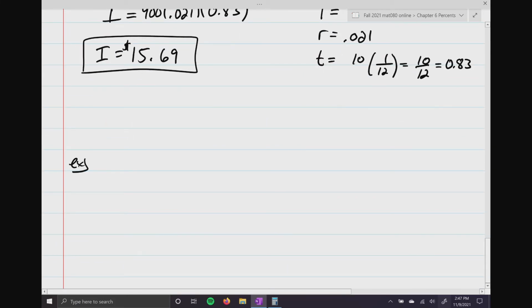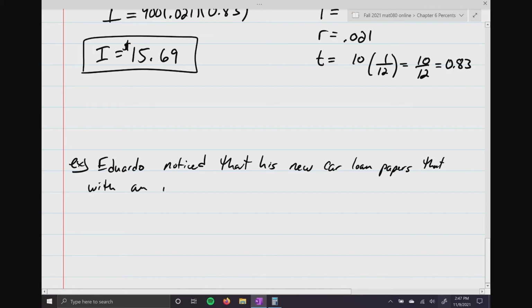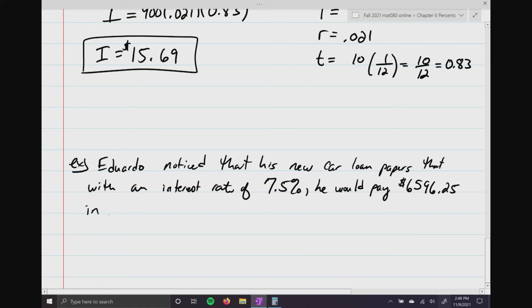Okay. So here's our last problem. Eduardo noticed that his new car loan papers stated that with an interest rate of 7.5%, he would pay $6,596.25 in interest over 5 years. How much did he borrow? Okay.